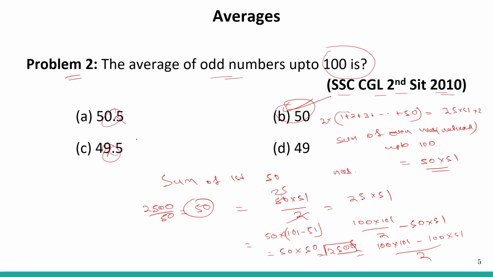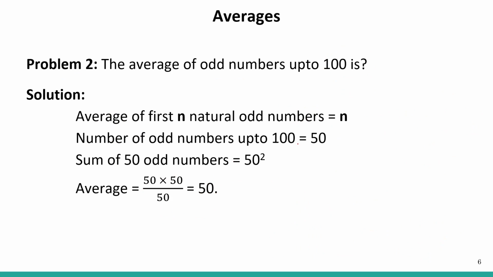So let's go forward with the step-by-step solution. The average of the first n natural odd numbers is equal to n. The number of odd numbers up to 100 is equal to 50. So the sum of 50 odd numbers is equal to 50 square, or n square. This is also a standard formula.